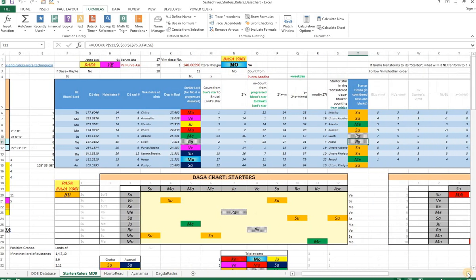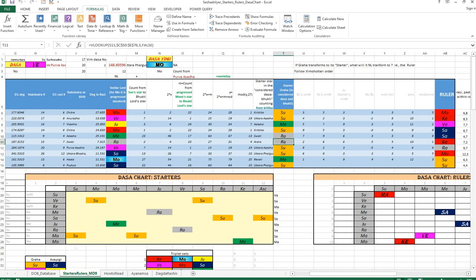Similarly, Rahu, you transform it 5 away. So after Rahu, you have Jupiter, then Saturn, then Mercury, then Ketu. 5th is Ketu. So Ketu would be the ruler. So it is as simple as that. You don't have to walk through all this, but the Excel does all that for you as well. So these are the starters of a Dasha Bhukti. These are the rulers of the Bhukti.